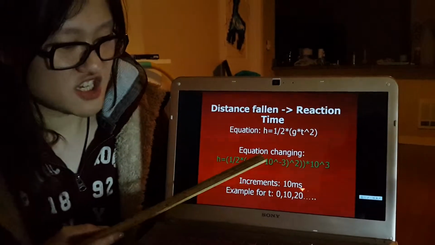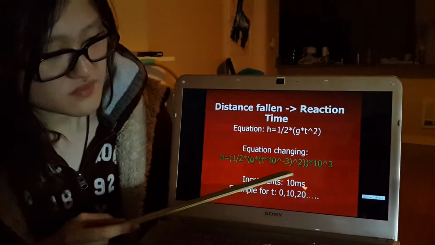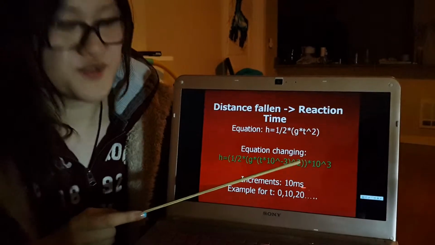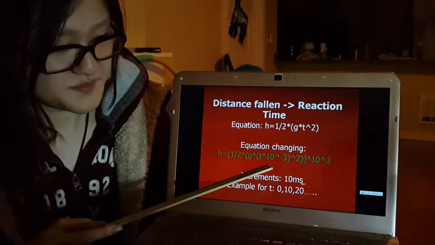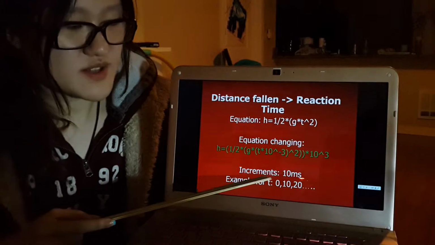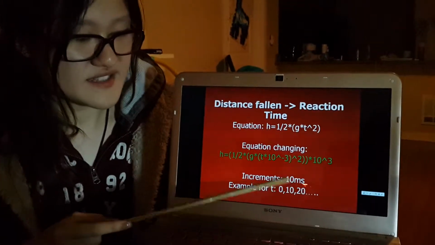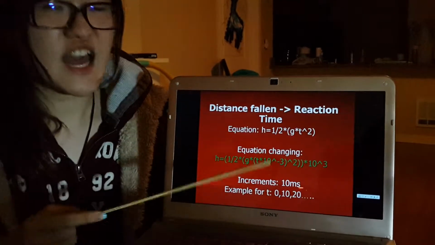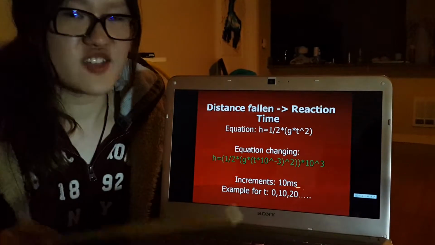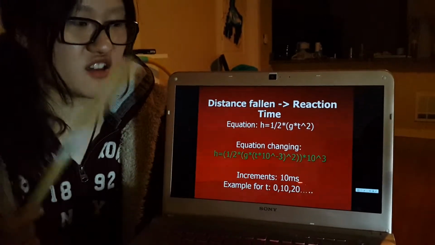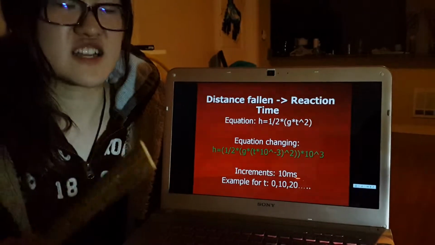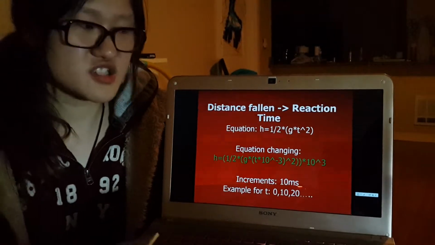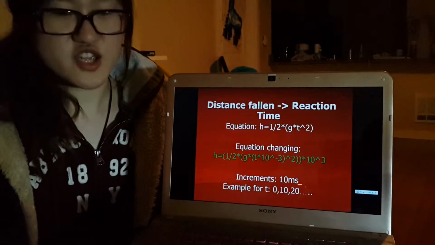After I change the equation, it looks like this. This equation is used for the units we use now, which are milliseconds and millimeters. The increment for t is 10 milliseconds. I also put some examples here, where the t I use is 0, 10, 20, 30, etc., until I collect enough data. So this is the first part of my calculations, which uses t to calculate the h distance.